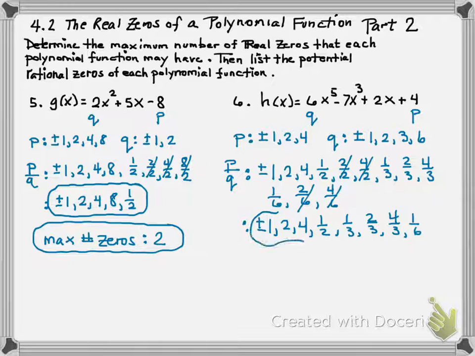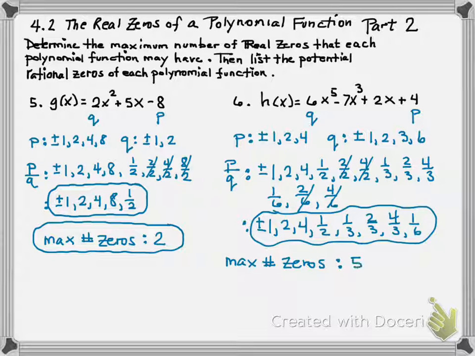So here are my possible zeros. That's a total of 16, right? Plus or minus. And the max number of zeros, of course, that's going to be no more than the degree, which will be 5, right, since this is a 5th degree polynomial.